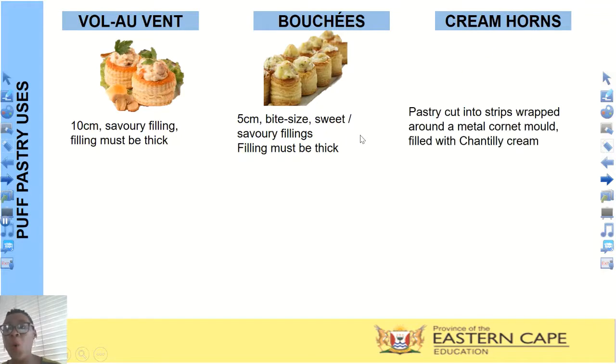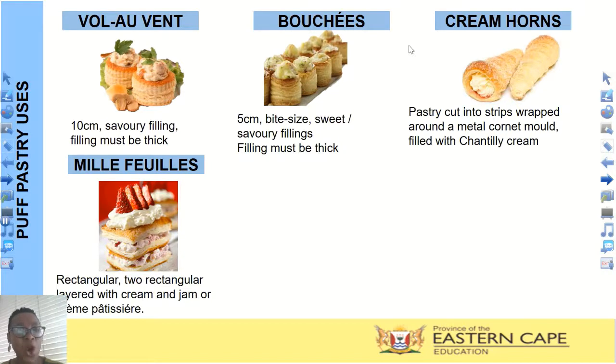Okay, your cream horns. This is a pastry that is cut into strips, and then it is wrapped around a metal cornet mold to make it into a horn. And then once you bake that, you will then fill it up with your chantilly cream. And again, your chantilly cream, like choux pastry, is also part of your dessert. This is your cream that has been sweetened with your icing sugar.